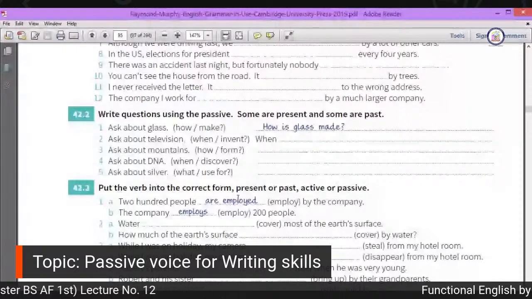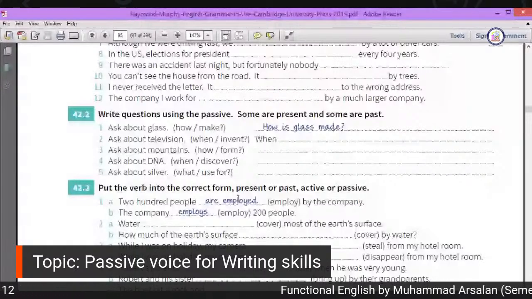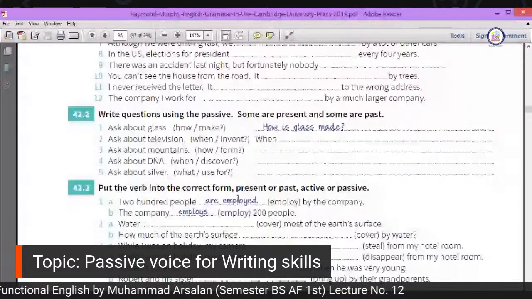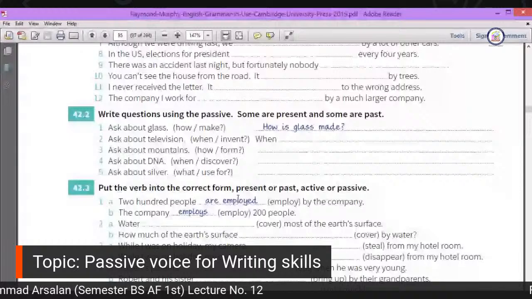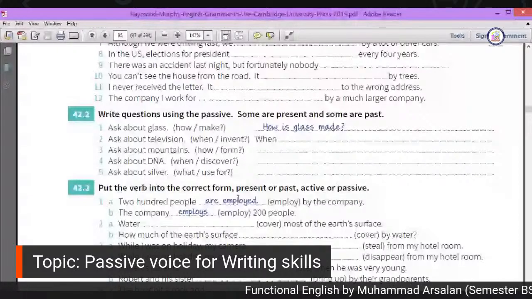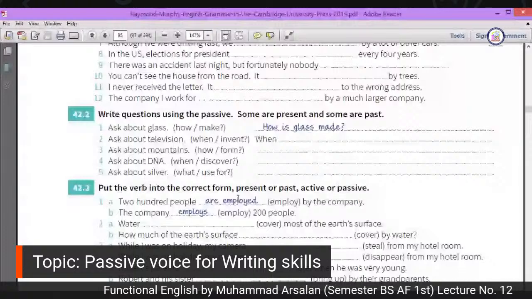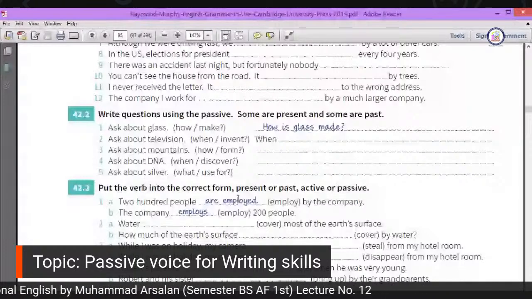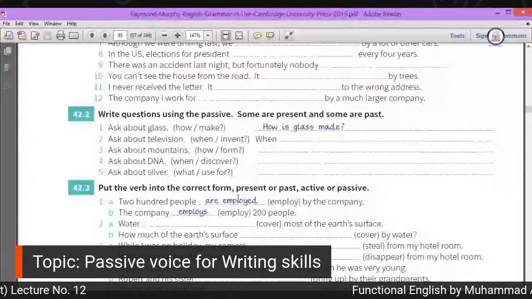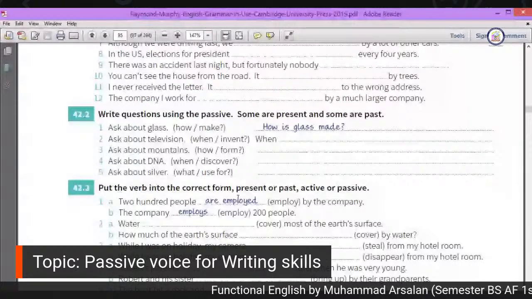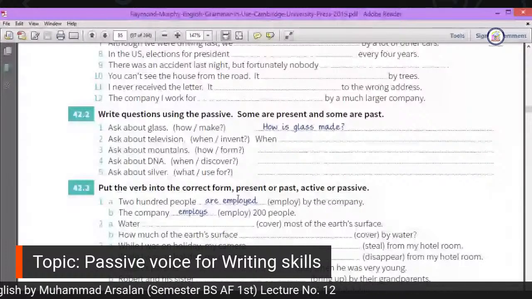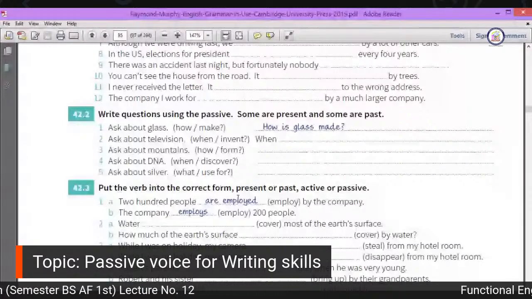Where are these mountains seen from? How are these mountains covered? Ask about DNA. When was the DNA discovered? What is silver used for?